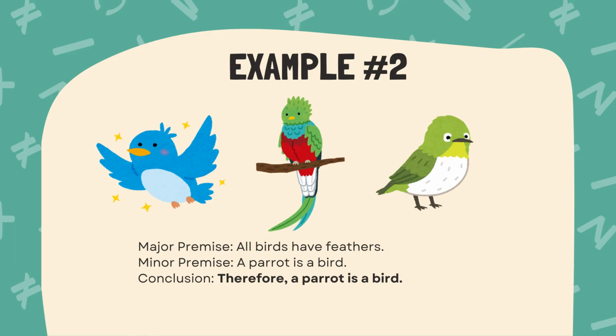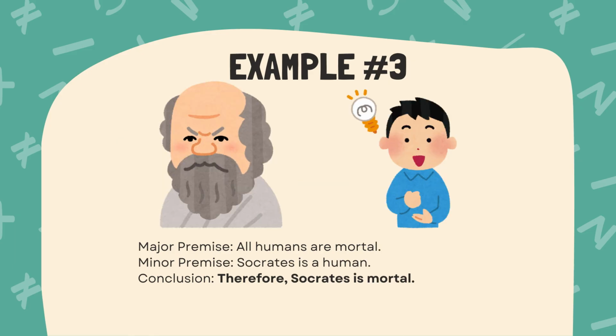Example number 2. First is the major premise: all birds have feathers. Next, the minor premise: a parrot is a bird. And lastly, the conclusion is, therefore, a parrot has feathers. So, because parrots fall under the category of birds, they share the characteristics that all birds possess, which is having feathers.